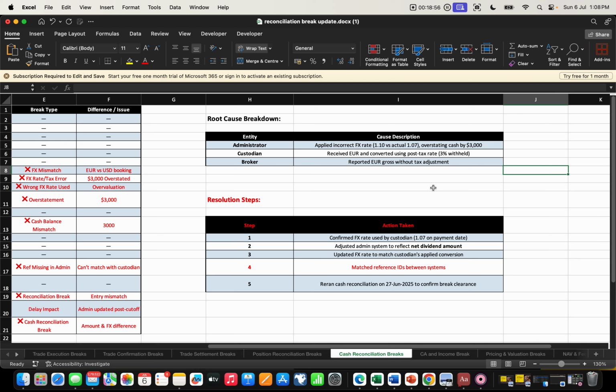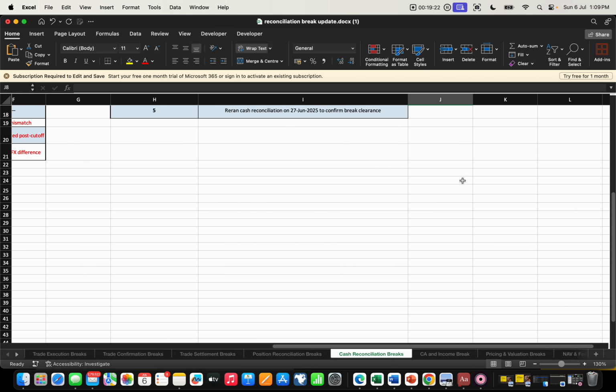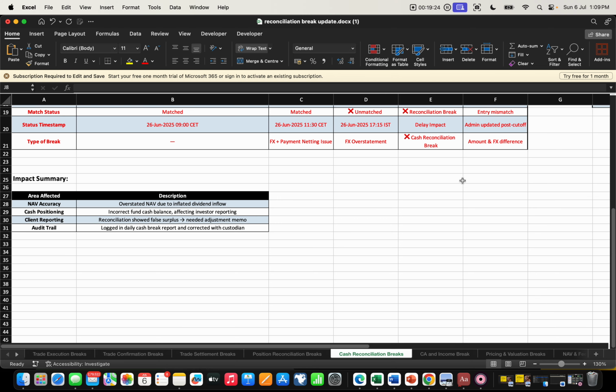If the net amount matches the custodian and broker, then you can proceed. If the net amount is not matching, it means the FX rate you applied in the system is not correct. Then confirm with the broker and custodian what FX rate they are applying. Update the FX rate to match the custodian's applied conversion, match the reference ID between the systems, and rerun your reconciliation for 27 June and confirm the cash clearance. This is how you confirm with all the parties, update the correct FX rate, and it will get cleared.